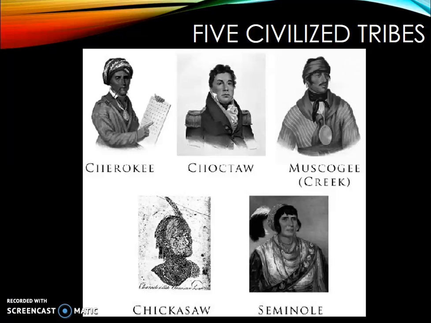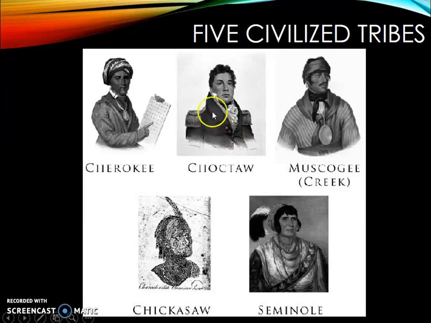The reason why we call these 5 tribes the 5 civilized tribes is because they had adopted a lot of aspects of American culture and European culture. These 5 tribes spoke primarily English. They lived in towns very similar to ours. They had their own writing systems. A lot of them even owned slaves. They lived on large plantations, especially the Cherokee.